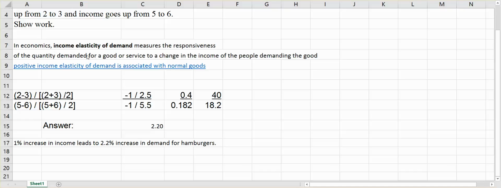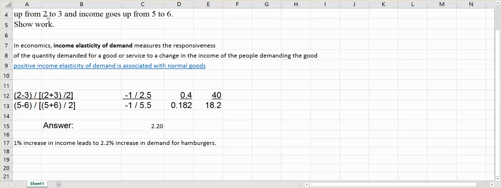Well, first of all, the income elasticity of demand measures the responsiveness of the quantity demanded for a good or service to a change in the income of the people demanding that good. So a positive income elasticity of demand is associated with normal goods. In other words, demand should go up as income goes up. Okay, so let's take a look at how to do the calculation.